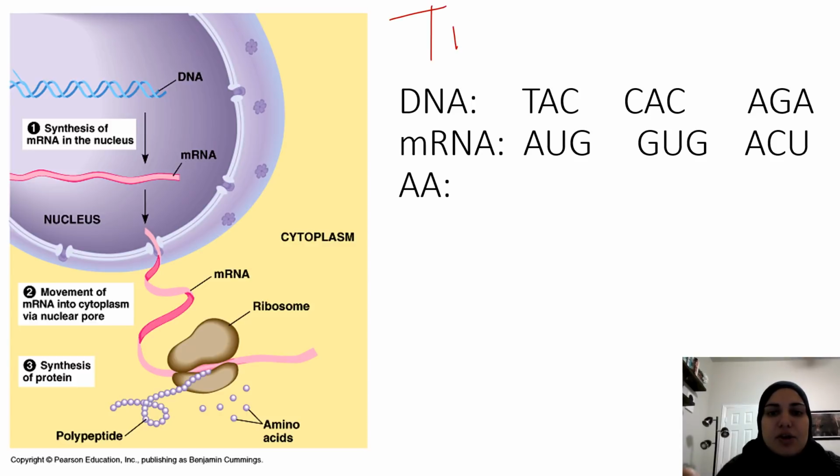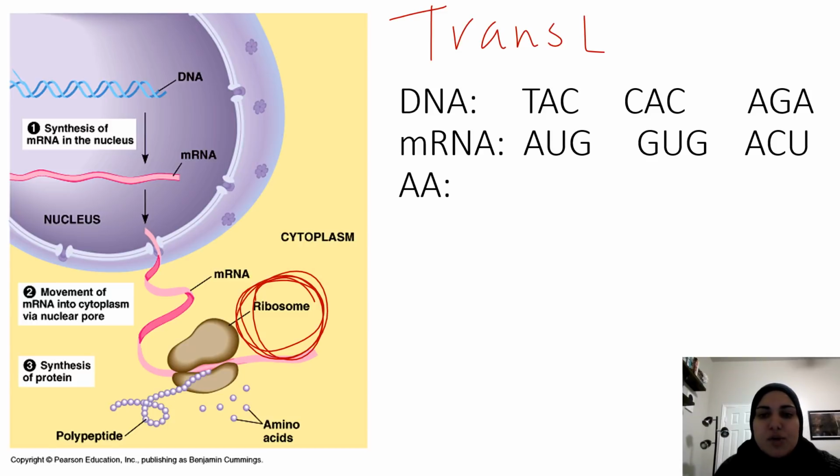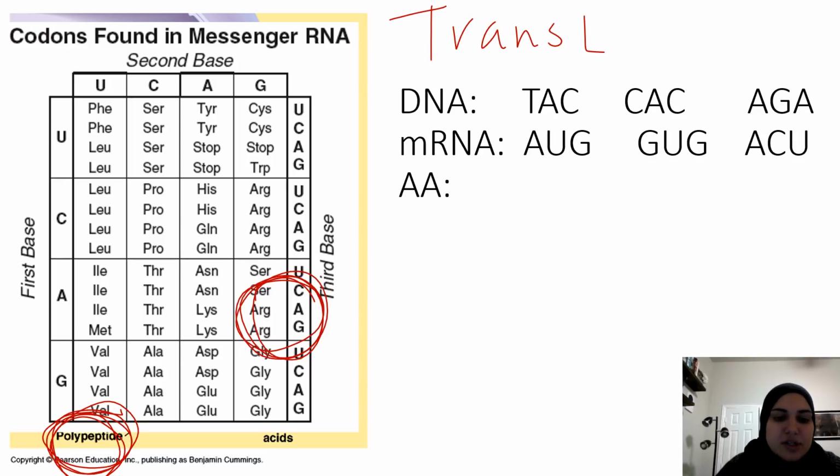Alrighty, the next step is called translation. Translation is happening where the ribosomes are. Ribosomes are going to read mRNA and they're going to build amino acid chains. Remember, amino acid chains? That's called a polypeptide or a protein. Either word is the same. Alrighty, how do I do this? How does the ribosome do this? Basically, I have to use my codon chart. What is a codon chart?